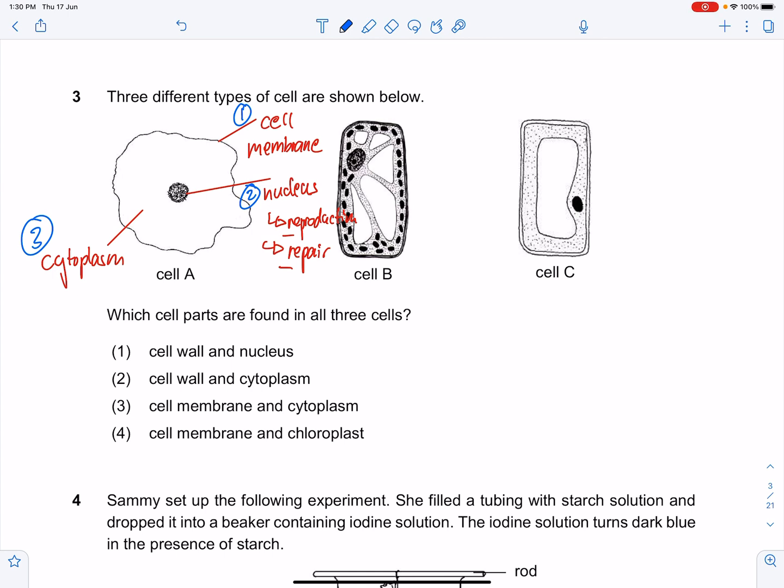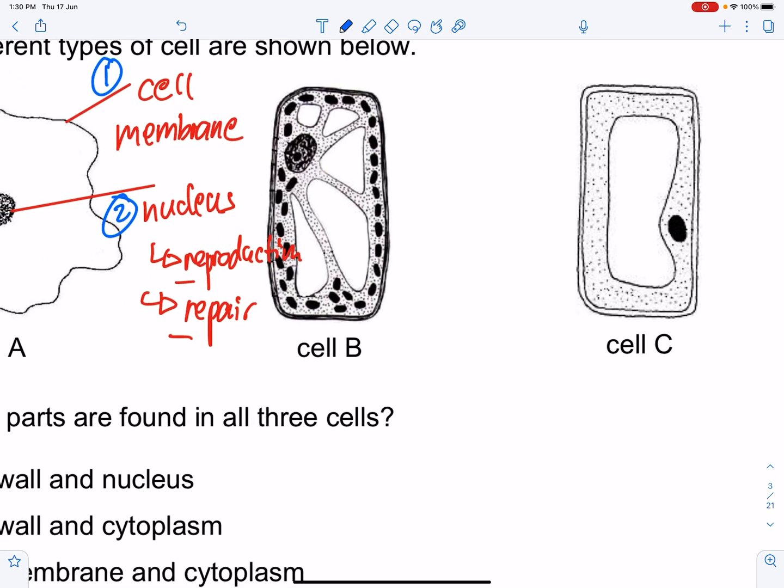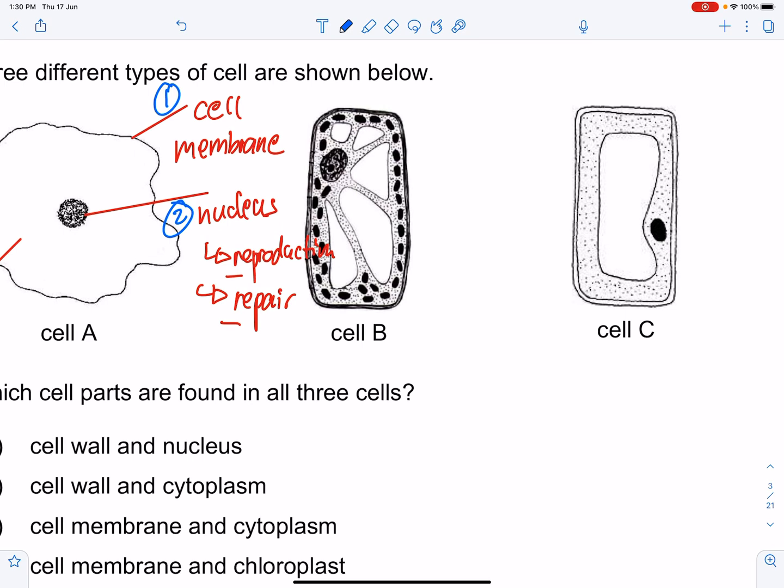But if they say take reference to the diagram, make sure you look at the diagram. So for example, in cell A, we have these three components. In cell B, we would have the same three components as well. So for example, here we have the cell membrane, right? And then this would be your cytoplasm.